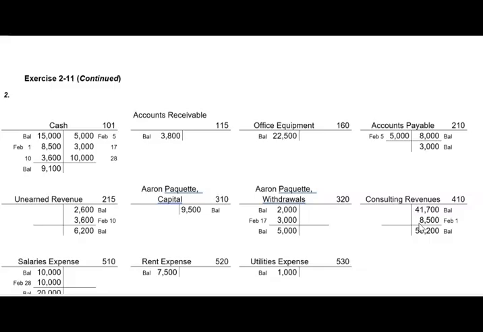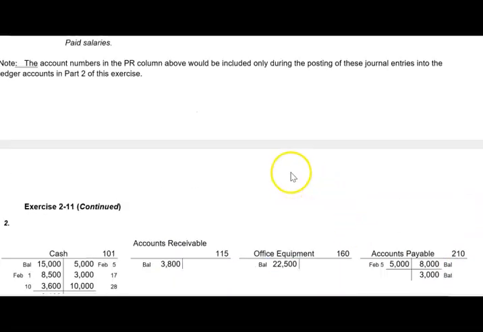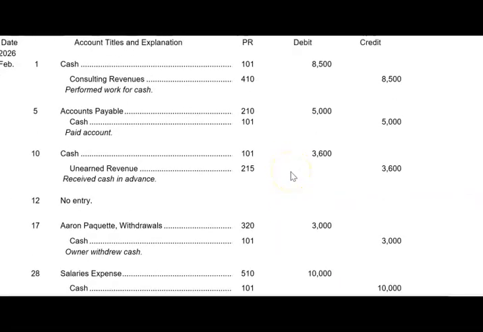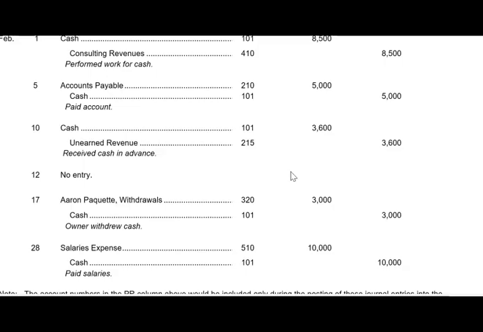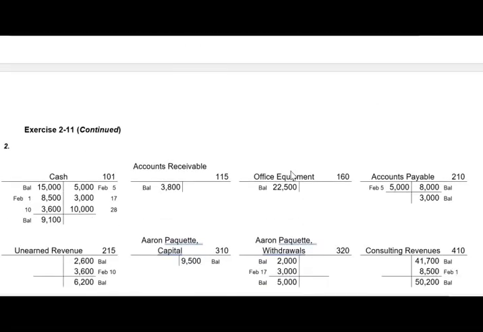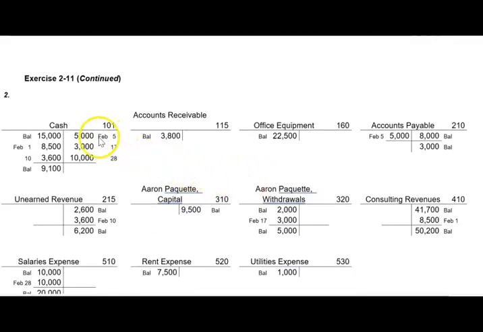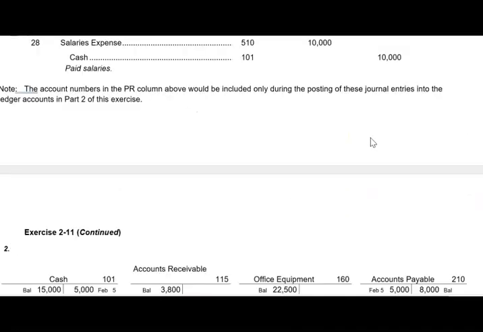Okay, so once we've done that, now we have the cash of 8,500 from February 1st, and we had the consulting revenue. And of course, the revenue is a credit. So we've got 8,500 February 1st as our credit. Let's go up and find the next one. Accounts payable and cash for 5,000. Cash is being reduced by 5,000 February 5th, and accounts payable is being reduced, so it's being debited for February 5th for 5,000.